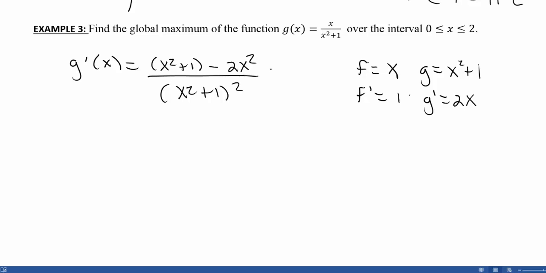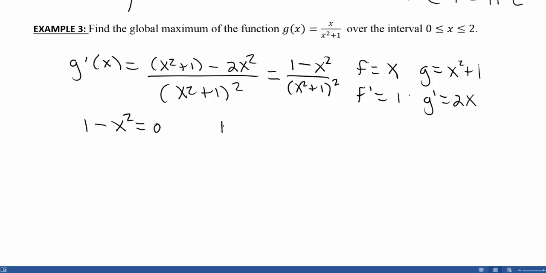So let's simplify the numerator a little bit, combining like terms so we can do easier analysis. So we have x squared plus 1 minus 2x squared. So that's going to leave me with 1 minus x squared divided by x squared plus 1 squared. Now, looking at the denominator, x squared plus 1 will never equal 0. There's nothing you can plug into x squared to ever make that 0, so there's no places where this function is undefined.